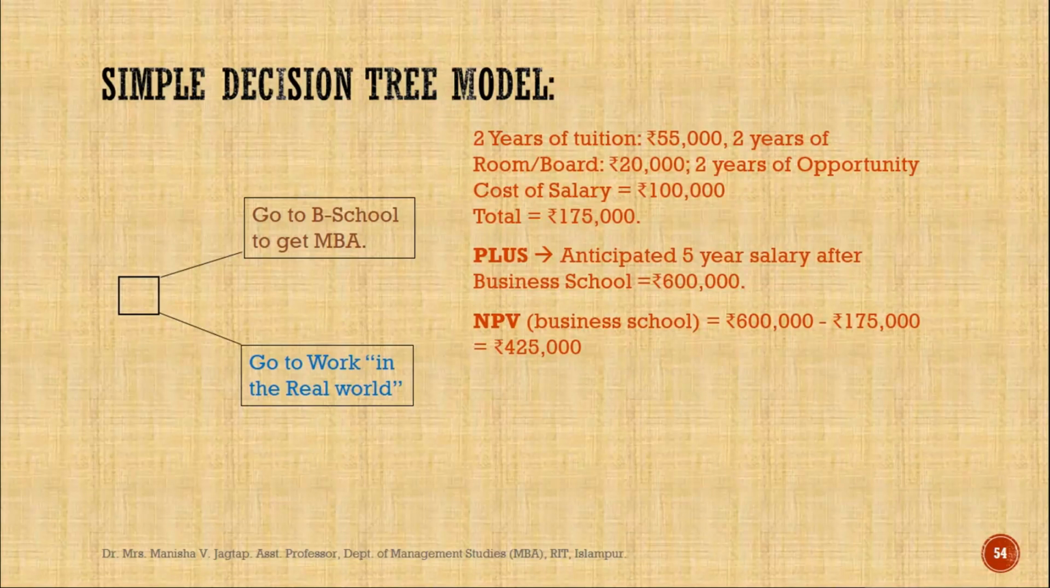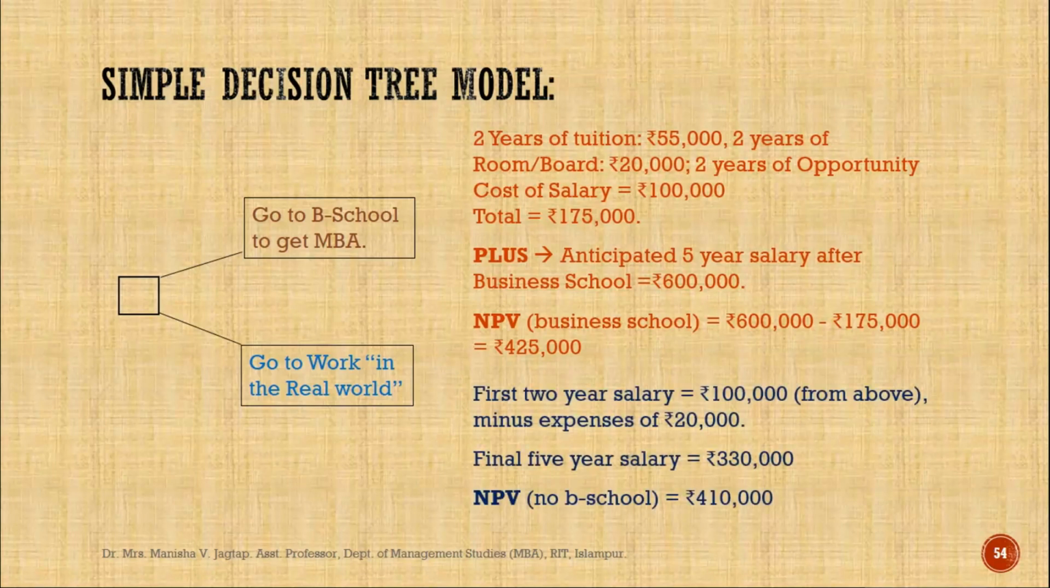So now let us see net present value. If we join or if we go to B school for getting MBA degree, what will happen? You will earn 6 lakh minus the expenses or cost 1,75,000. So net present value here is rupees 4,25,000. This is an example just to understand how normally we can take decision with the help of decision tree. How can data be presented in the form of decision tree?